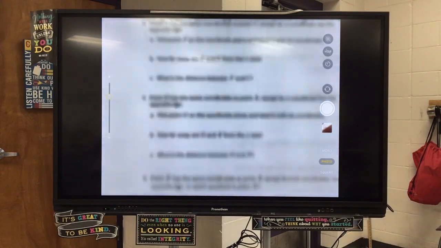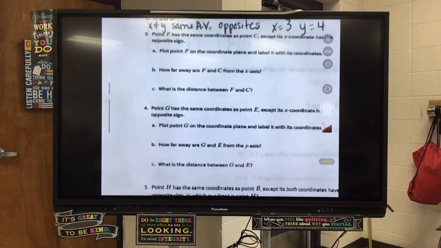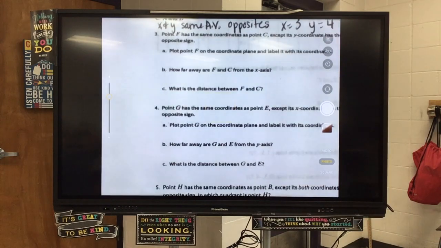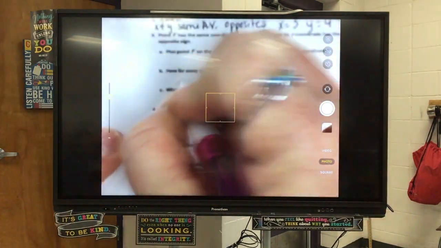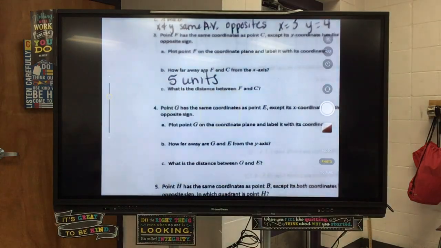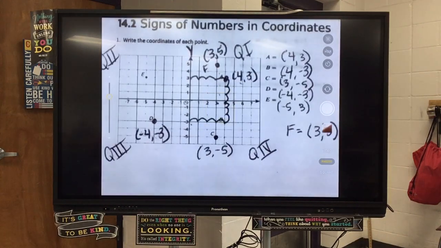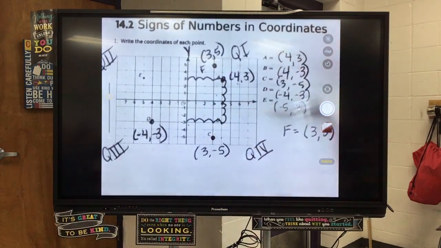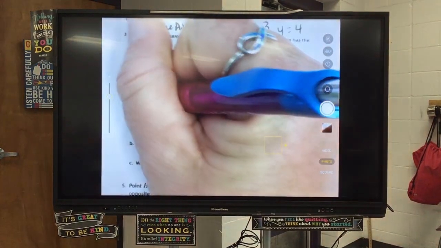So number 3B says, how far away are F and C from the x-axis? Well, we just talked about this, right? So how far are they away from the x-axis? 5. All right, what is the distance from F to C? So all the way from F to C. What is the distance from this point all the way down to this one? Mara? 10. How did you figure that out? I counted the squares. Okay, so you can count the squares, so I'm going to write 10 units.